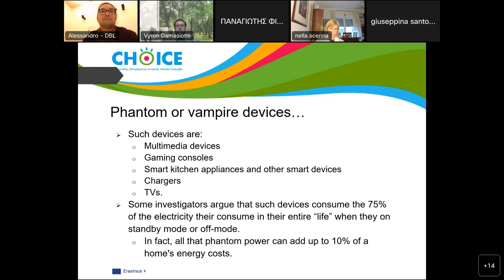Such devices are multimedia devices, game consoles, smart kitchen appliances and other smart devices, chargers, TVs. Some investigators argue that such devices consume 70% of their electricity during their life cycle when they run on standby or off mode. And phantom power can add up to 10% of the home's energy cost. It is the cost we pay for devices that we think are closed and do not consume energy.